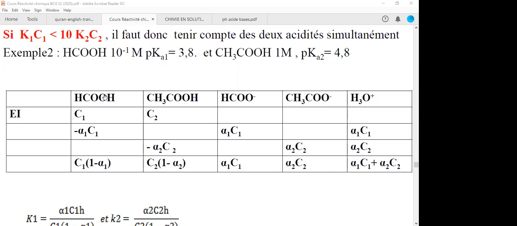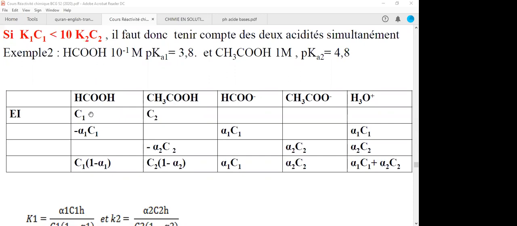So here you must pay extra attention. Here we've got this acid and this acid. Both of them are weak. But for acid 1, if we multiply its constant times its concentration, it is less than 10 times the constant of acid 2 times its concentration.